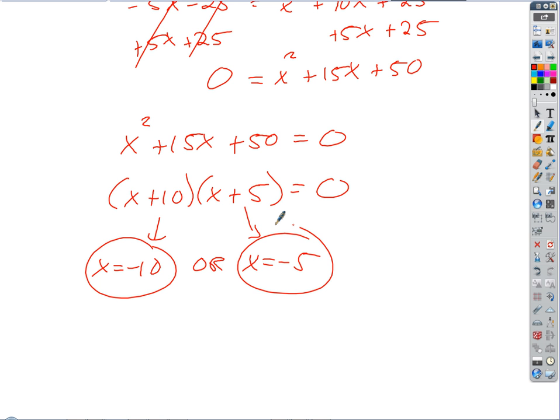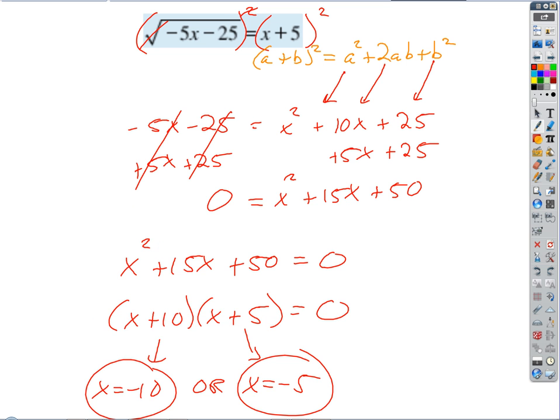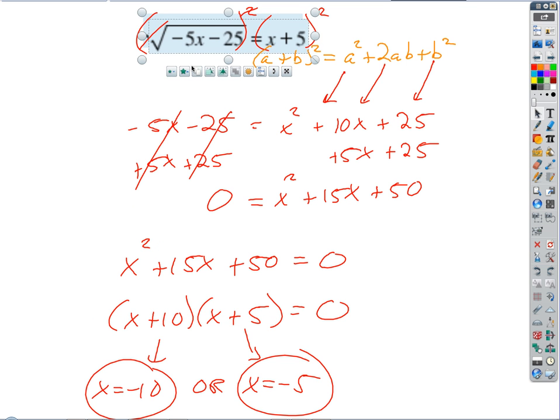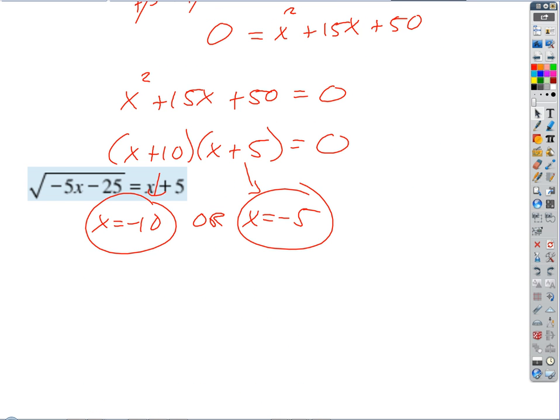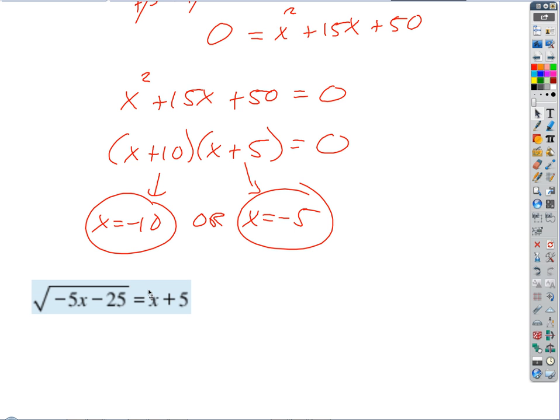Okay, are we done? No. What do we have to do? Oh, we got to check them, right? Because we squared both sides, so we got to check them. Will you ever have one where one of them works and the other one doesn't? Yeah. In fact, this has an equal chance of being one where neither of them works, or only one works, or they both work. It's a 1 in 3 chance, based on how I wrote these questions.